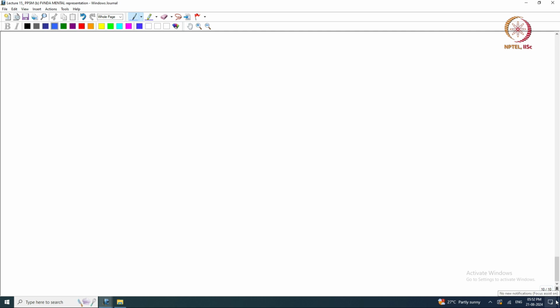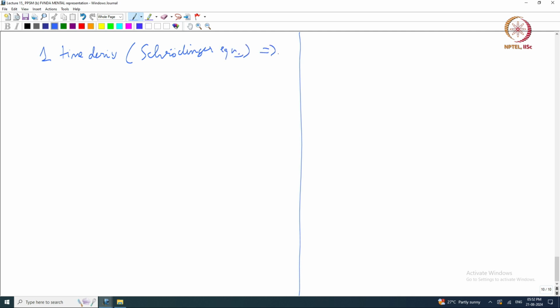In other words, if I had had just one time derivative like in the Schrodinger equation, I would have had the probability of finding the wave function, of finding a state in one particular eigenstate, right, to be time independent. Whereas if I had two time derivatives, there is no such guarantee.